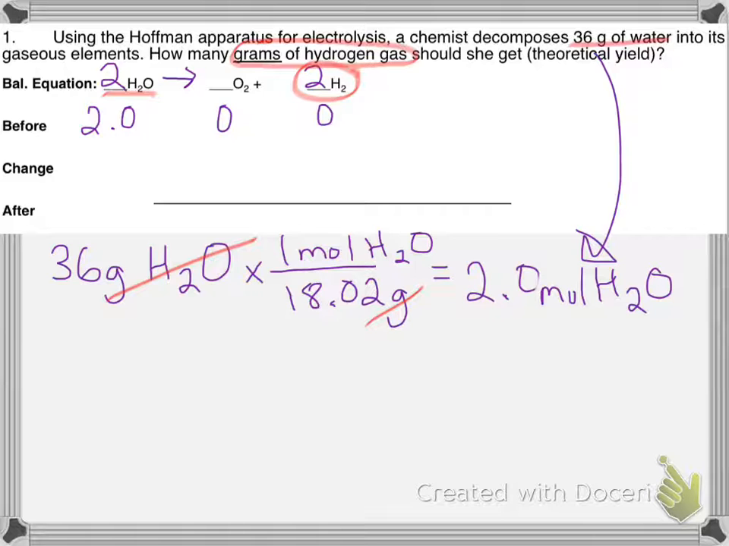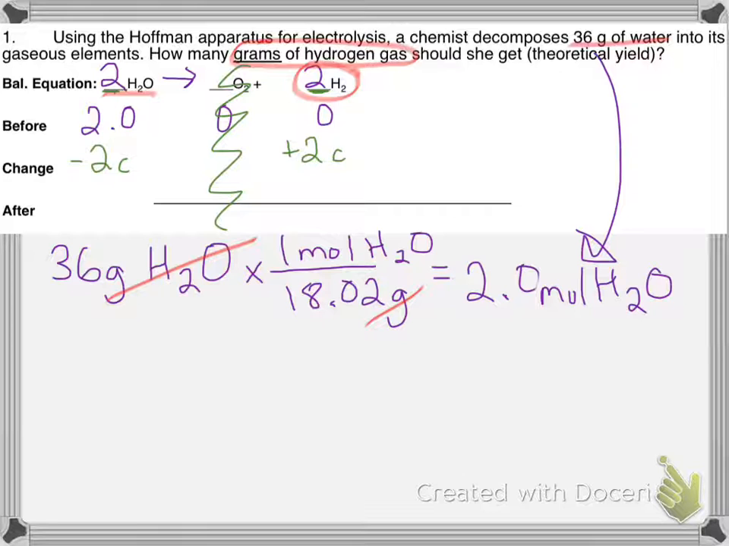Now we're ready for our change. Since H2O is the reactant, it is all going to react. So it's going to be minus 2C. The 2 comes from the coefficient. We don't really care about oxygen because that's not a part of the problem. And since hydrogen gas is produced, we're going to add 2C. That 2 again comes from that coefficient. So we're losing our reactant, H2O, and it is becoming our product, H2, and oxygen gas, of course, but again, we're only looking for the grams of hydrogen gas.